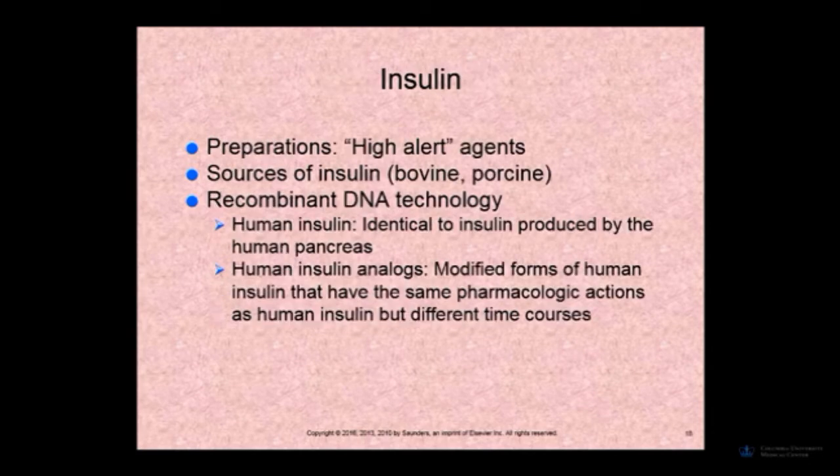So the insulin that's given exogenously, okay, this falls into the category of high alert drugs because of the risk of hypoglycemia. Okay? So insulin is a high alert agent because of the risk of hypoglycemia. The sources of insulin in the past came from animal sources. So basically bovine or cow or porcine or pigs.